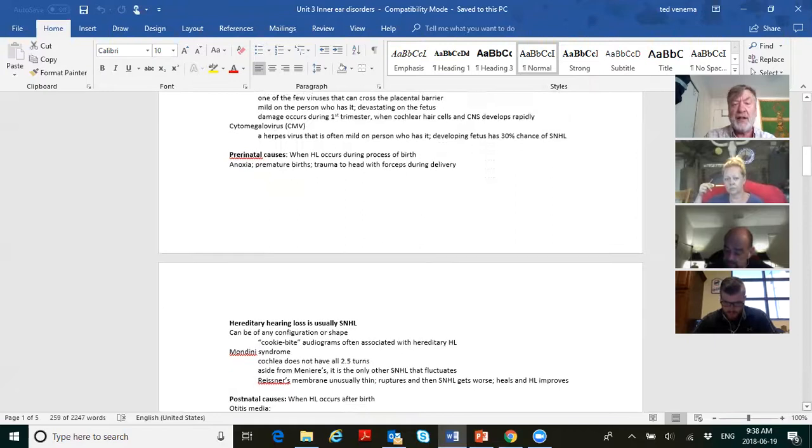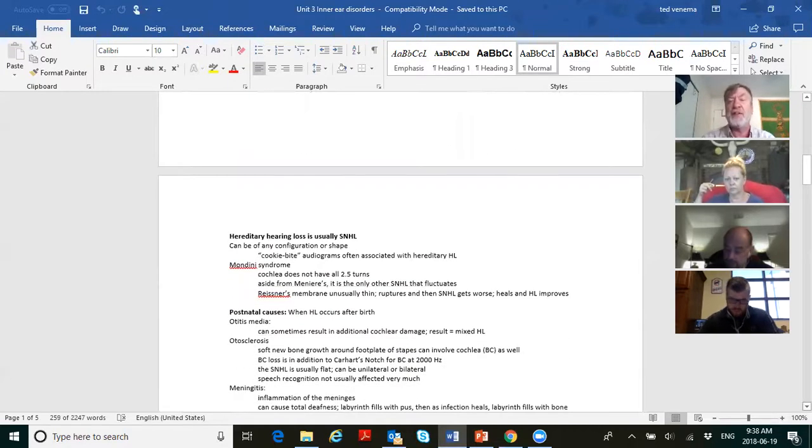Then we'll look at hereditary causes of sensory neural loss, and that's usually shown like a cookie bite audiogram, often with a dip in the middle, kind of like a smile. Better hearing in the lows, worse in the mids, and then getting better in the highs. When you see that kind of sensory neural loss, not conductive, where air conduction is the same as bone conduction, that's usually genetic, hereditary. Then you'll see something like Mondini syndrome.